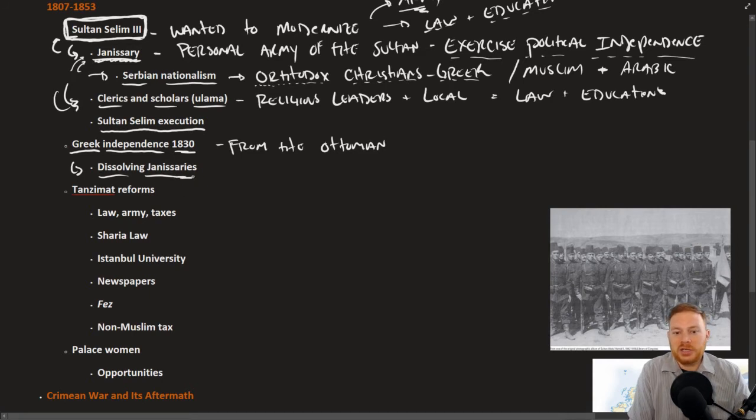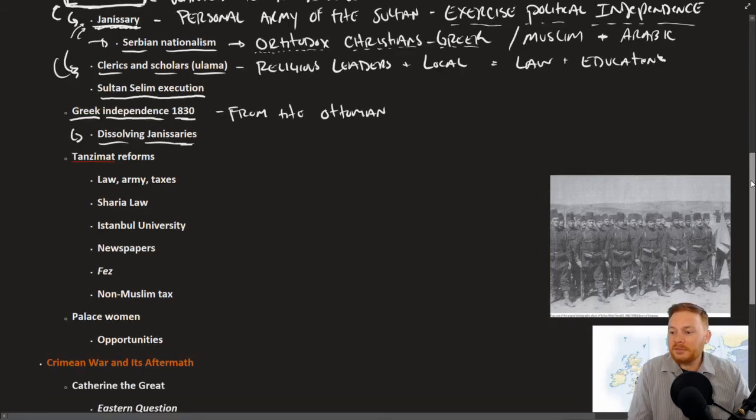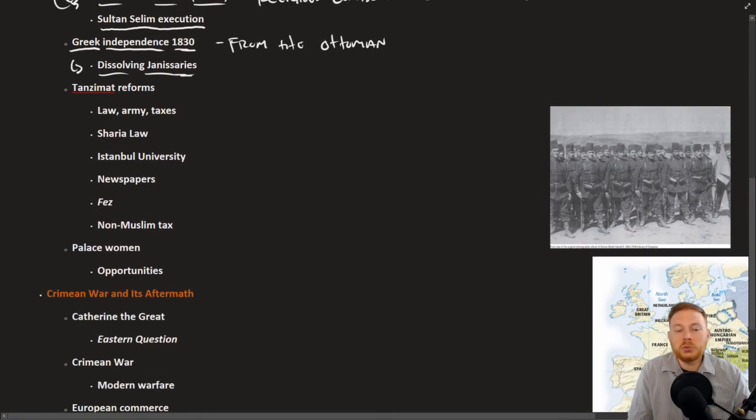And again, the Janissaries being essentially the army, they had failed in maintaining Greek independence. The Sultan used that as an opportunity to dissolve the Janissary Corps. And so with that, further reforms could be pursued. And probably the most significant reforms are that of the Tanzimat reforms.